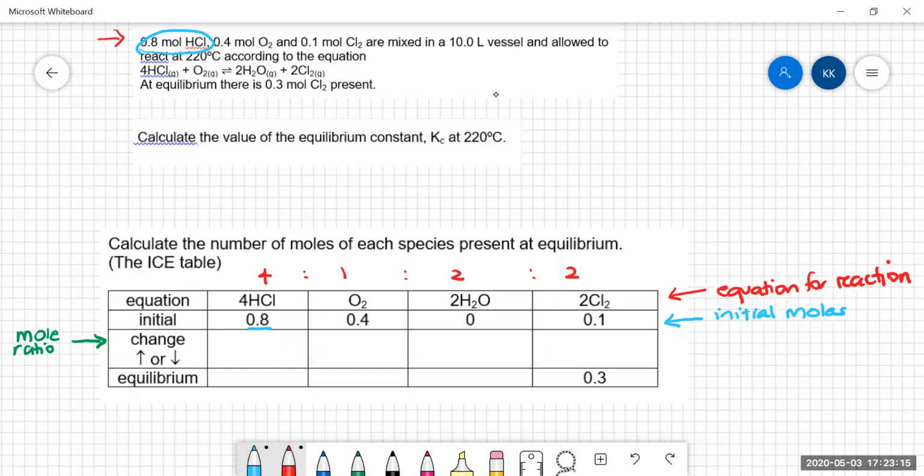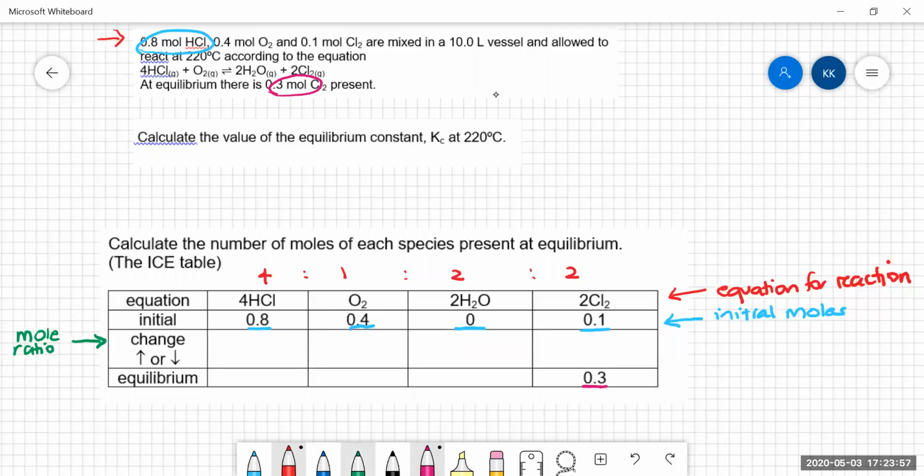So then we're going to put our 0.4 moles of oxygen. We didn't have water mentioned at all in the question for the stuff that was put into the reaction vessel, so we can assume that water is 0. And we put in 0.1 of a mole of chlorine. So once we have our initial concentrations, we look for what final concentrations we're given, our equilibrium concentrations. And we're told at equilibrium, there is 0.3 of a mole of chlorine present. So we're going to write 0.3 in the table for our equilibrium concentration of chlorine.